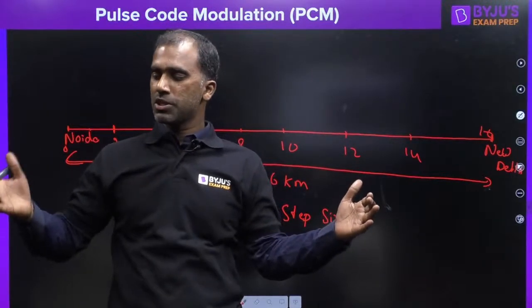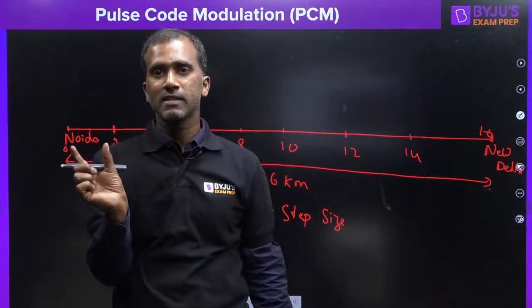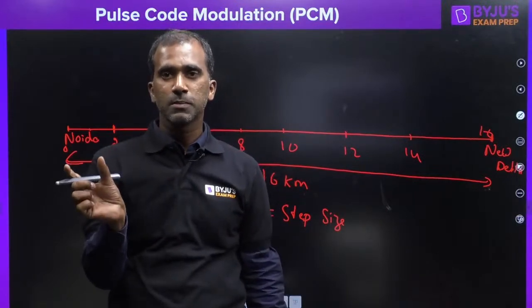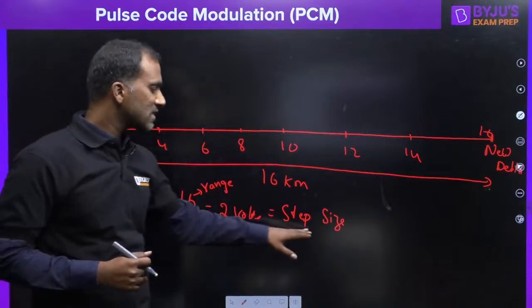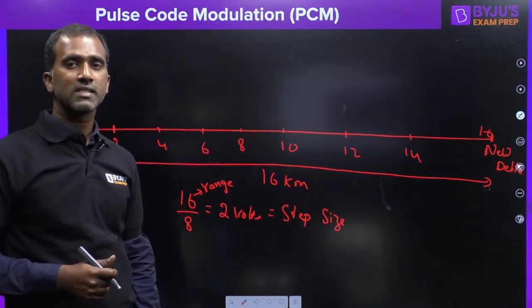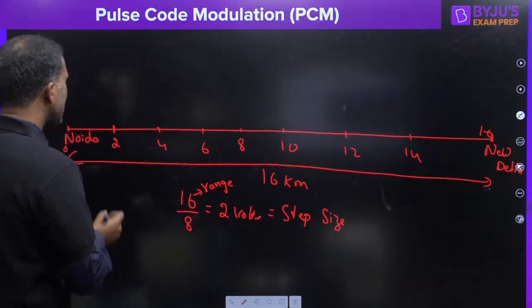So I'll divide this 0 to 16 into 8 parts. Each part is 2 volts. That each part is what we call the step size. And what are the quantization levels?